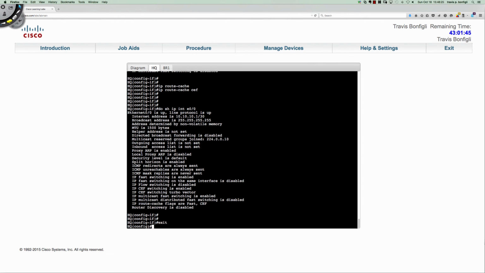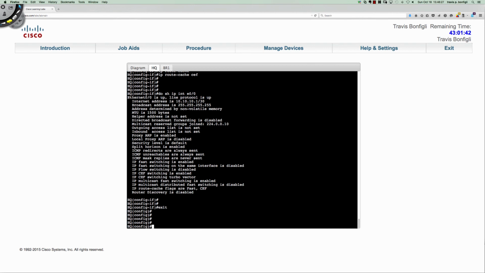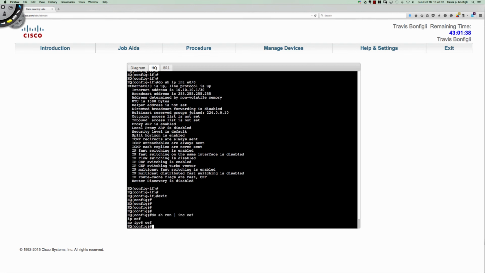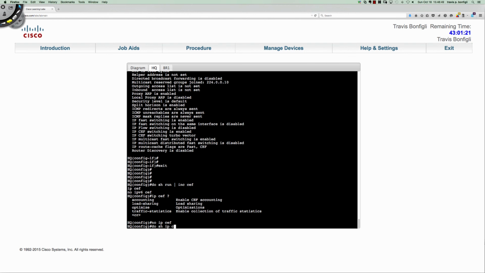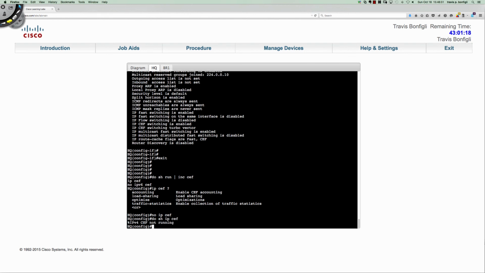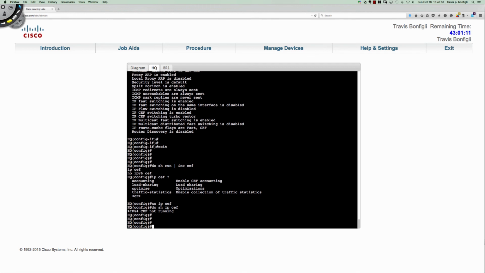However, you can also enable and disable CEF. If I were to say do show run include CEF, you can do it globally. So you see where we have IP CEF here? So I've got IP CEF as a command that I can run to enable CEF switching. If I want to turn it off globally, I would simply say no IP CEF and then do show IP CEF. And you can see here that IPv4 CEF is not running.